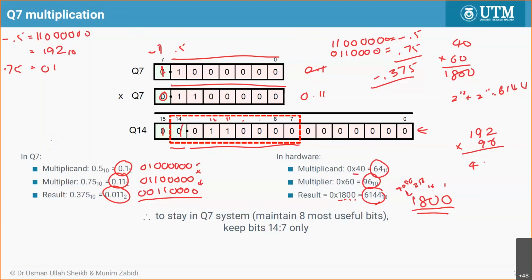1 0 1 0 1 0 0 0 0, okay, 96. So you multiply this 192 times 96, you will get 18432. So 18432, how does it look in decimal?